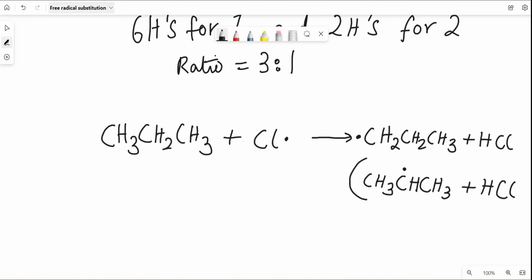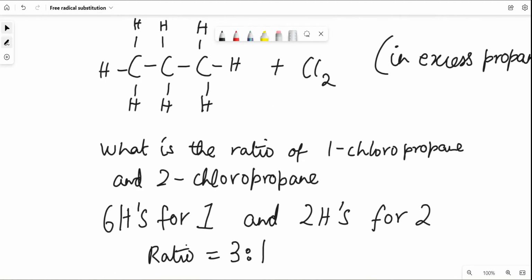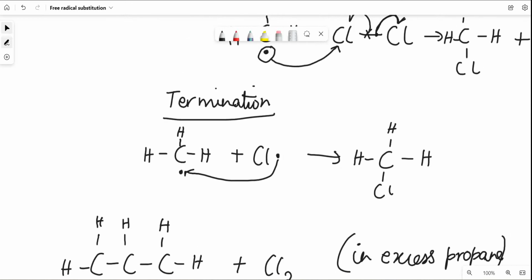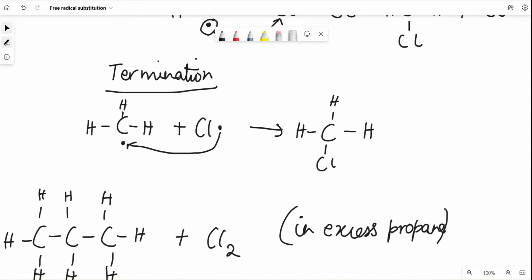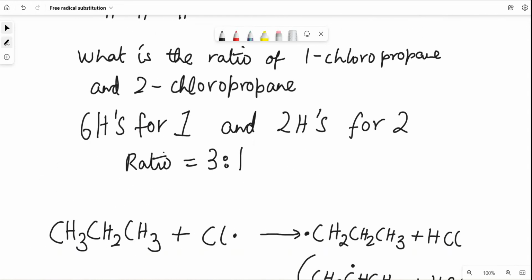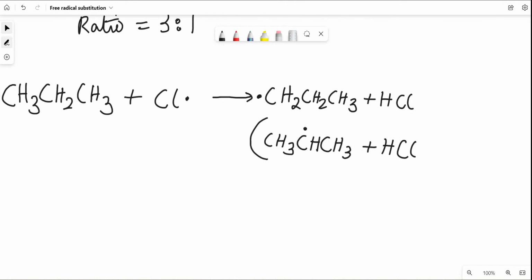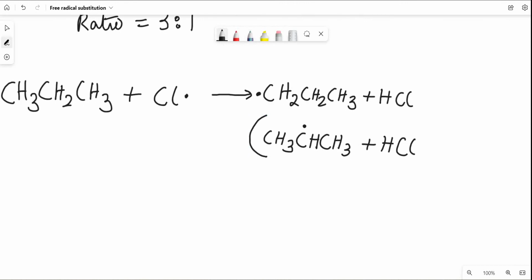If you go through the same process as we did up here, you can see the mechanisms that make up this substitution, and you will see that there are two possibilities. They could go on the first carbon, or they could go on the second carbon. And this is what makes free radical substitution kind of confusing, because there are so many possibilities for the chlorine or halogen to go.